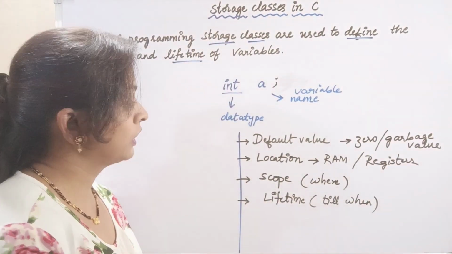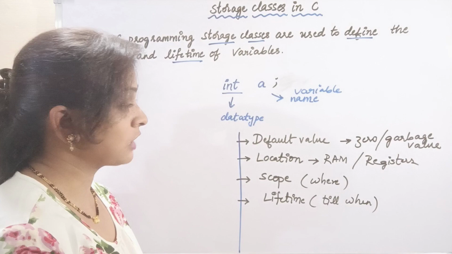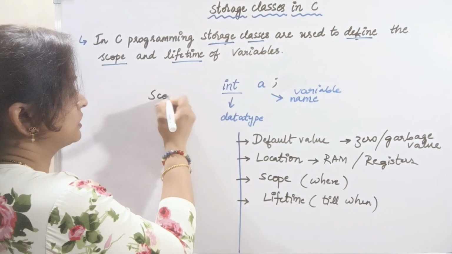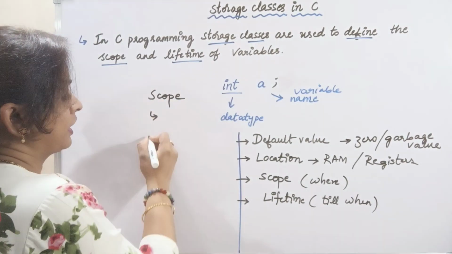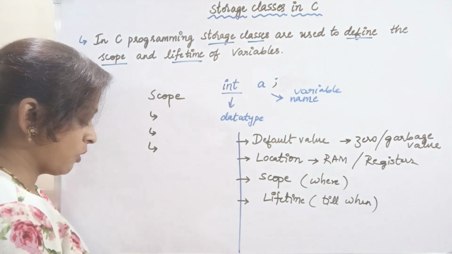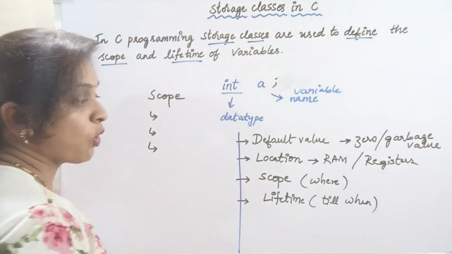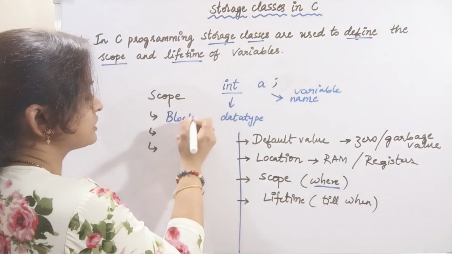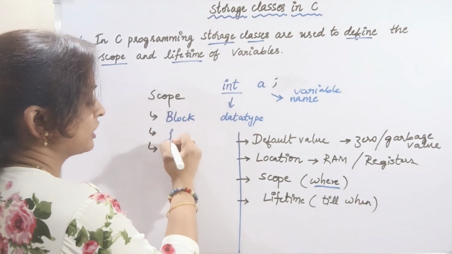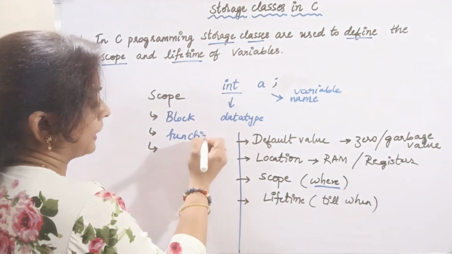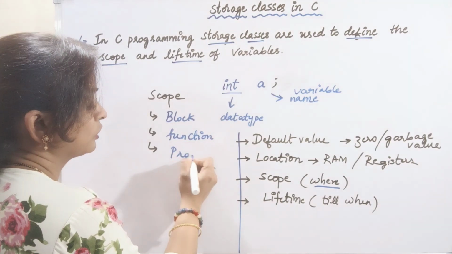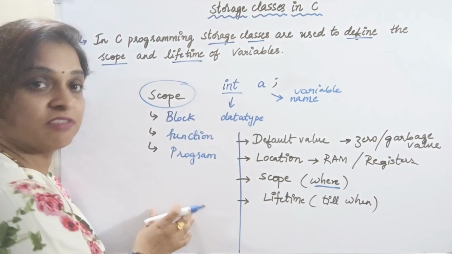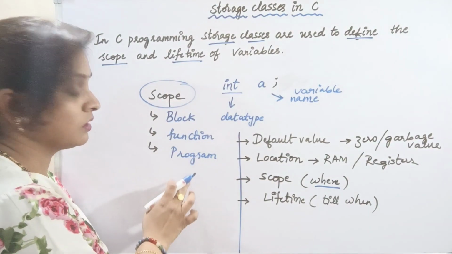Then scope. Talking about the scope, there are many things associated with scope. So what is that scope? Scope talks about three things. One is where I can access. Scope means where I can access. Can I access that within a block of statements? Can I access within a function? Can I access throughout the program? So scope talks about these three things: block, function and program.